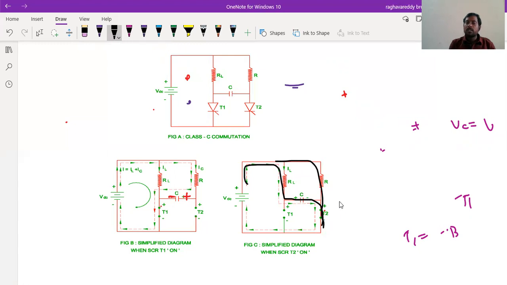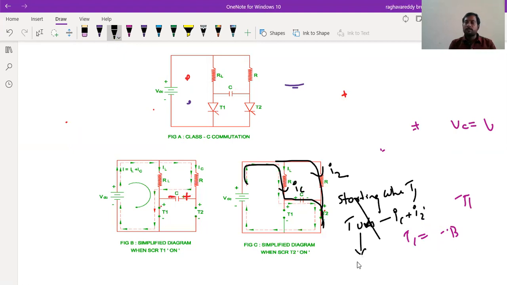Here also, at the start, when the gate pulse is given, two currents will be available. One is IC, another is I2. Let us take this as I2 and this as IC. There are two currents available. After a certain time, if the capacitor is fully charged, the voltage across the capacitor is equal to the supply voltage. IC will vanish, and only current I2 is available through thyristor T2.